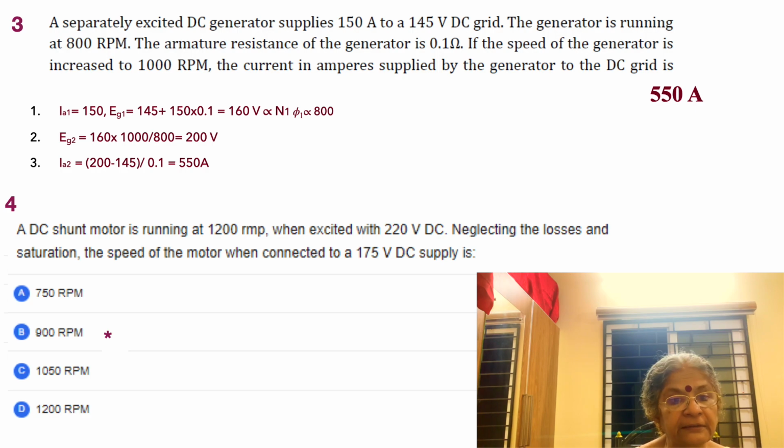So what do we have as Eg2? If 160 is proportional to 800, then what is Eg2 when we have 1000 rpm? Cross multiplying, you get 200 volt. And so what is Ia2? Ia2 is equal to 200, which is made by the generator, minus 145, which is the standing voltage or the voltage of the grid, divided by the resistance in between, which is the armature resistance, equal to 0.1. So you get 550 amps.